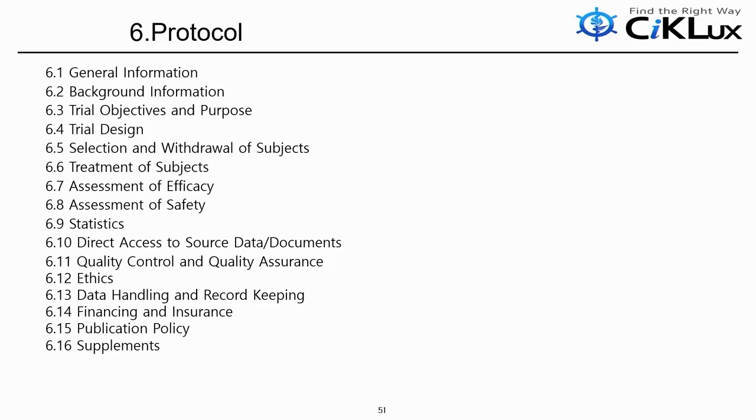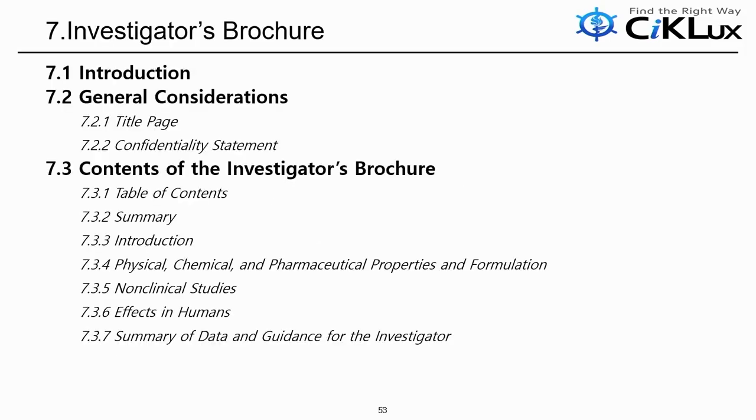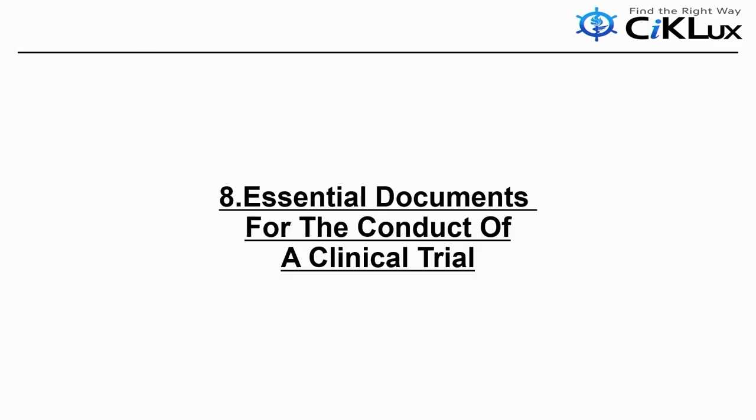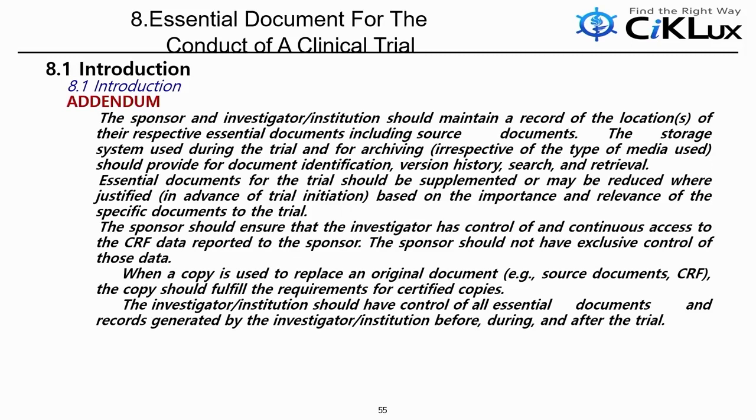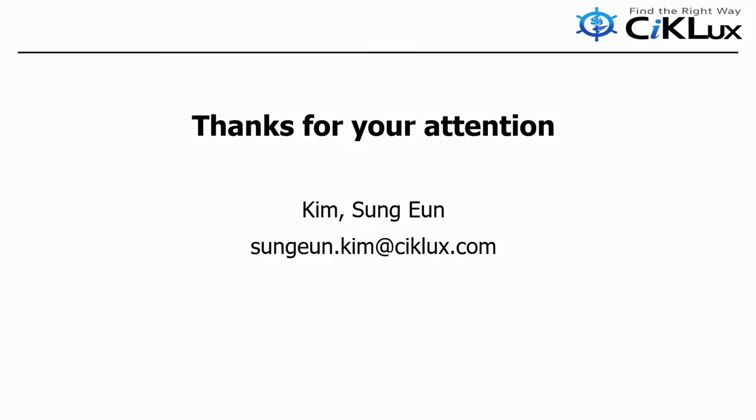6, the protocol, no changes. 7, IB, no changes. 8, the electronic source data can become the electronic data, so the control and management of the electronic data as an essential document needs to be well managed and controlled.